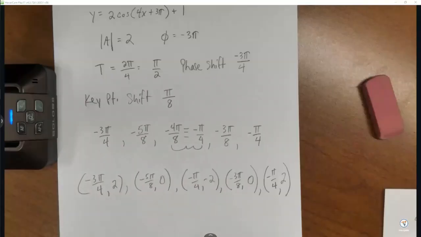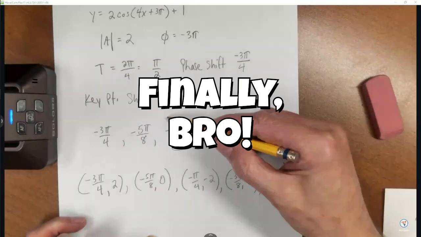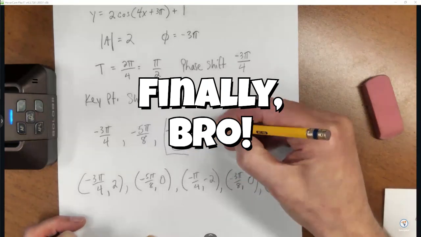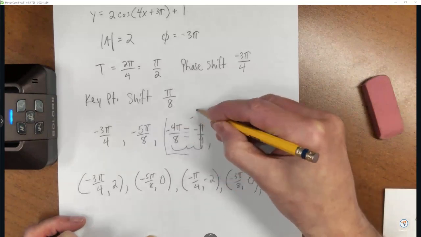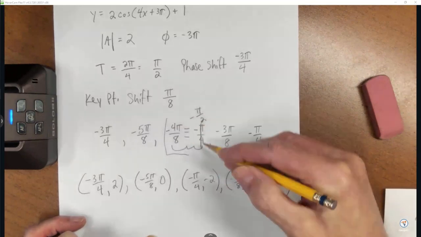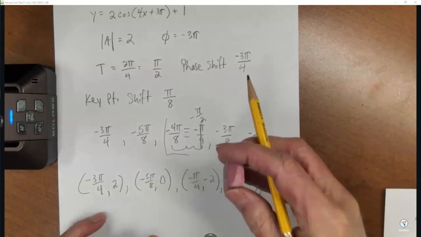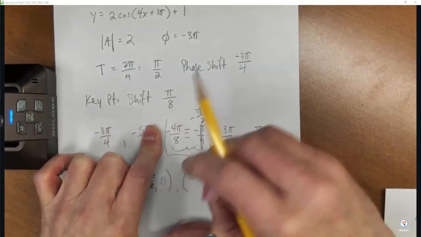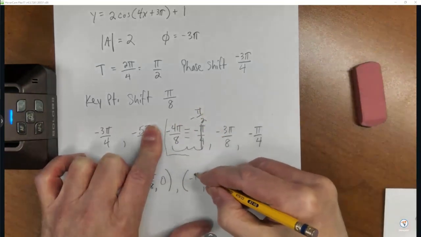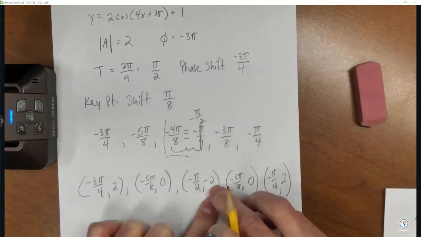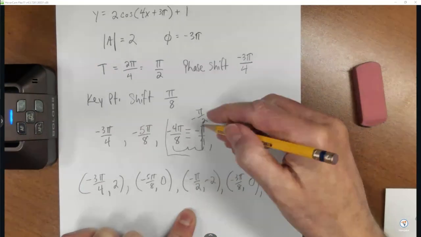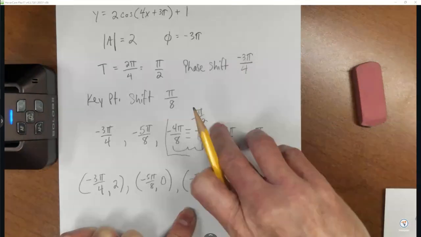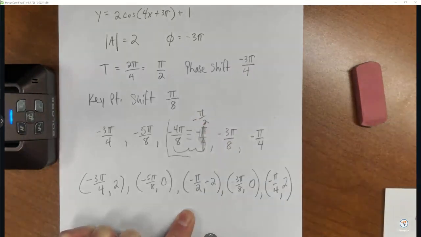Okay, I want to fix this because when I reduced negative 4 pi over 8, somehow I reduced it to negative pi over 4, which is not correct. That would be negative pi over 2. So let's patch that up here. This is not negative pi over 4, it's negative pi over 2. But we did land in the right place here for the y. Whenever you reduce 4 over 8, it's always going to be 1 over 2.